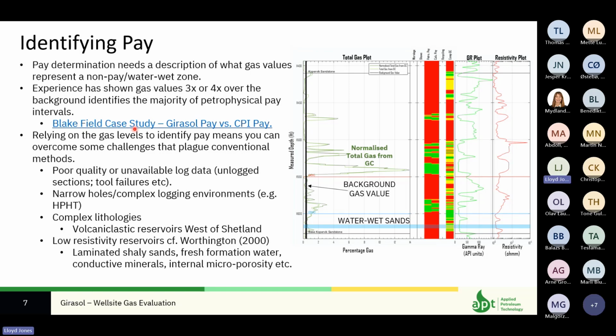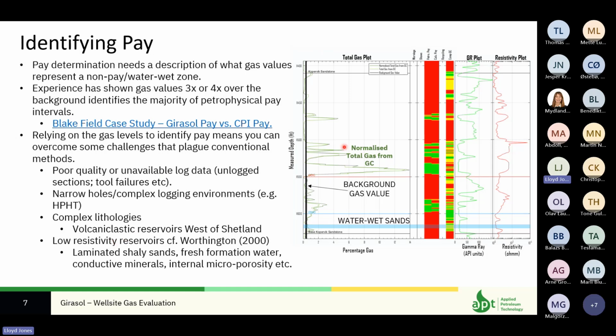And relying on gas levels to identify zones of increased hydrocarbon saturation means you can overcome some challenges that plague conventional methods. So have you had poor quality or unavailable log data? It's quite a complex logging environment, so an HPHT setting, and also some complex lithology. So in particular, the west of Shetland, the Rosebank and Cambo fields, for example, they are interbedded sands within some volcaniclastic sequences, and also low resistivity reservoirs where your lithology control is impacting your resistivity data.